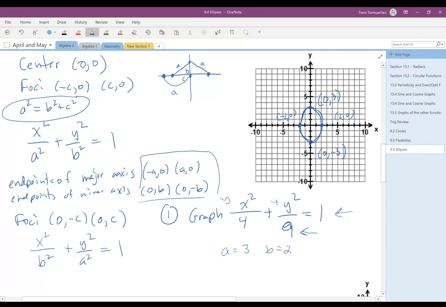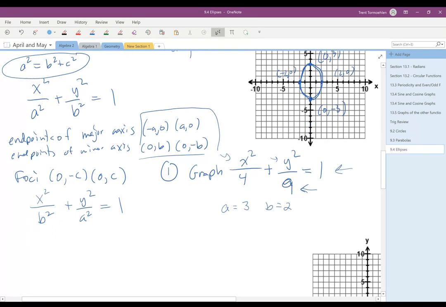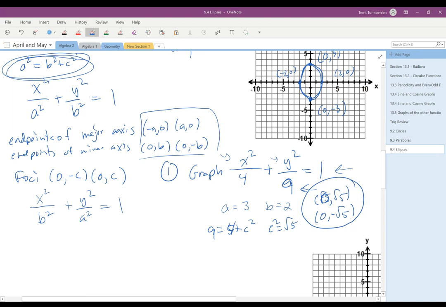And then the other thing you have to find is your foci. Well, your foci are just going to come from this. And remember, your foci are going to be 0 comma c, 0 comma negative c. And so we do 9 equals 4 plus c squared, because a squared is 9, b squared is 4. And so c squared turns out to be 5, so c is the square root of 5. And so your foci turn out to be 0 comma square root of 5 and 0 comma negative square root of 5, because the foci are always on the major axis, and in this case, the major axis is vertical.